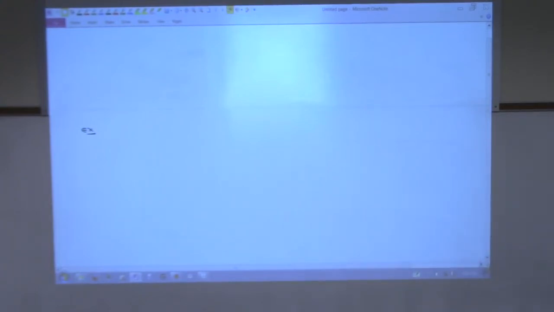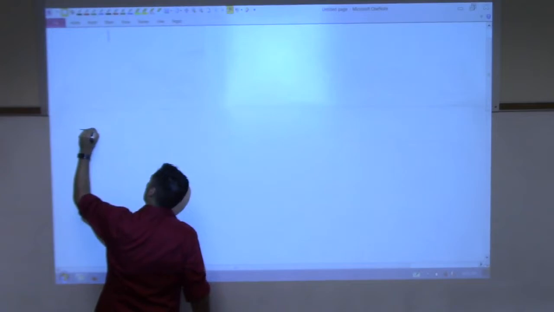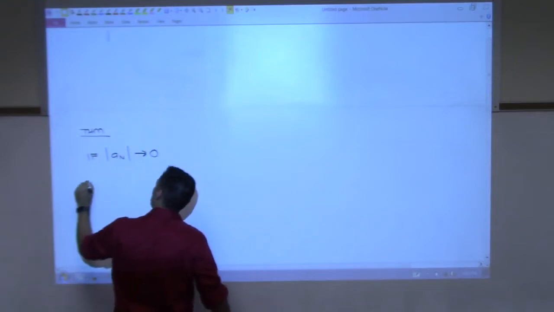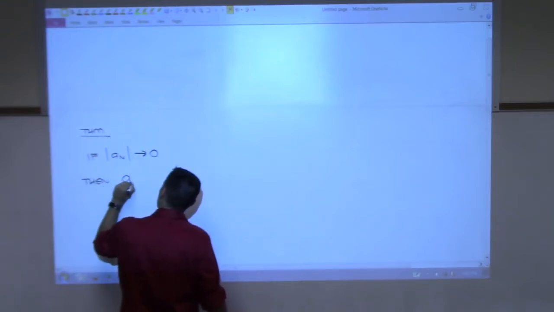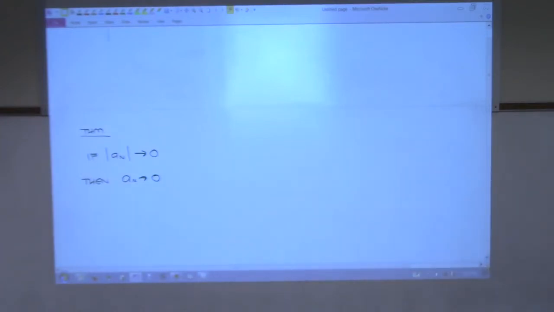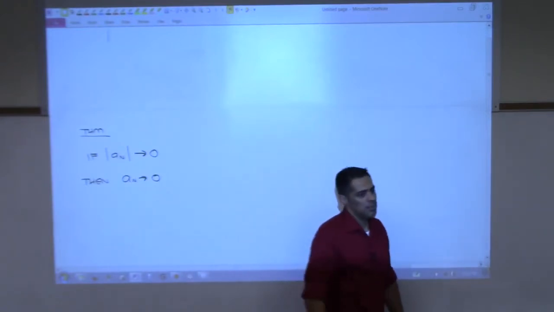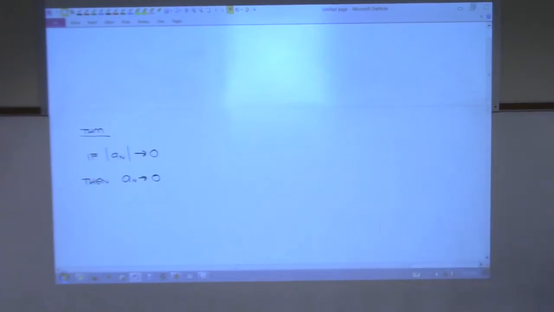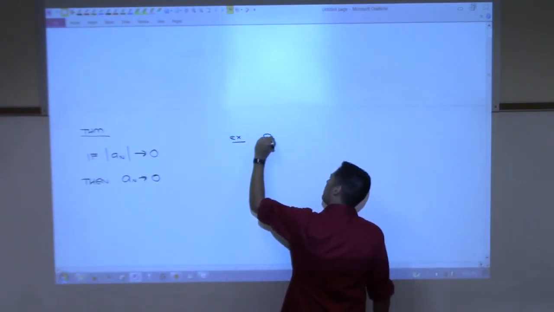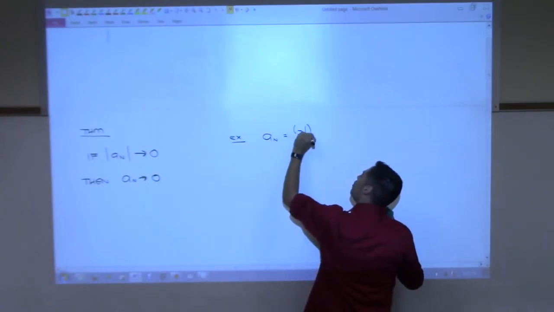All right. A theorem, another theorem. If the absolute value of a sub n goes to 0, then a sub n goes to 0. If you have a sequence in which its absolute value goes to 0, then the sequence without the absolute value must go to 0 also. So let's take a look at an example of this. A sub n equals (-1) to the n over n.